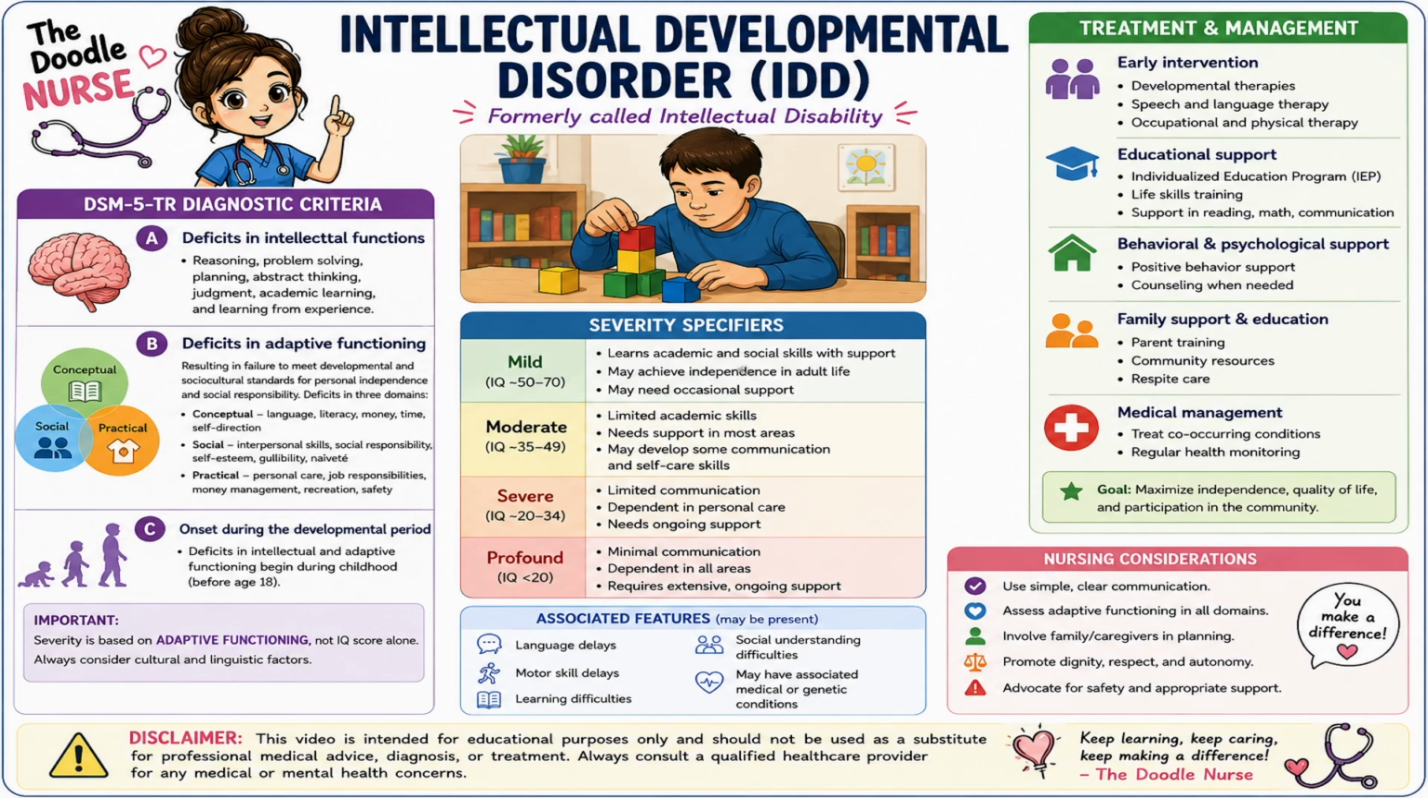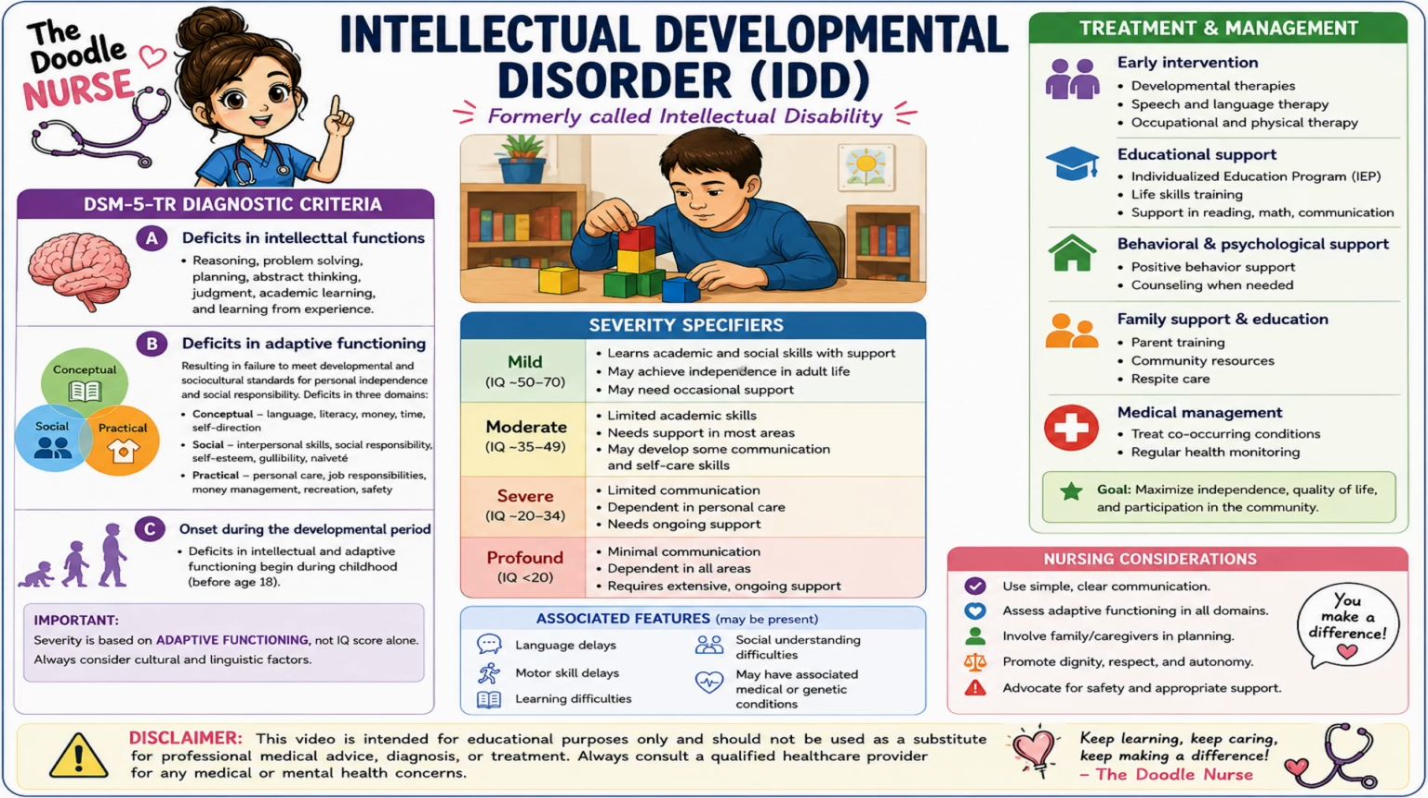As nurses and future PMHNPs, our role extends beyond diagnosis. We also have to use clear, simple communication and provide instruction in a way that matches the patient's developmental level. Assessment should focus on adaptive functioning across all three domains rather than relying solely on IQ scores. Family and caregivers should be actively involved in care planning because they often provide valuable insight into the patient's daily functioning and support needs.